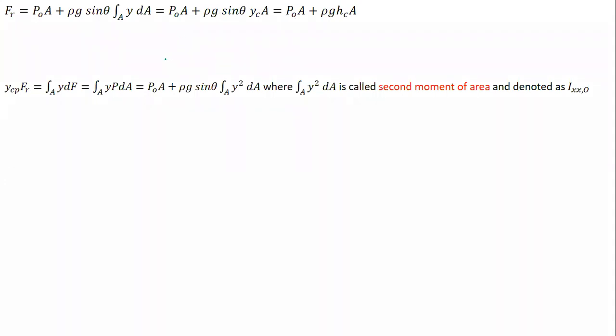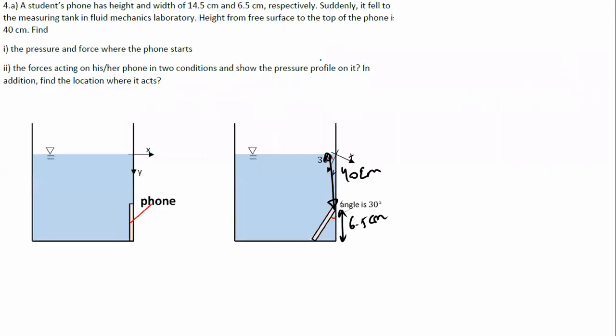If you do the integral, we have said that you can get this final relationship here. You can do this by the second moment of area, or by the first. These are the results of the integral equations. I will not talk about this one, but I will do an example here. The example statement is as follows. We have a student's phone here, and it has a height and a width of 14.5 centimeters and 6.5 centimeters. Firstly, we should look at the left-hand side.